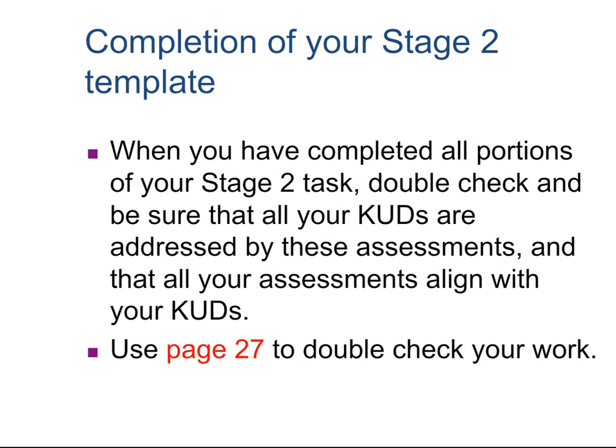And then upon the completion of that, we're going to make some more predictions heading into Stage 3. And then we will talk briefly about creating an effective and engaging learning plan.